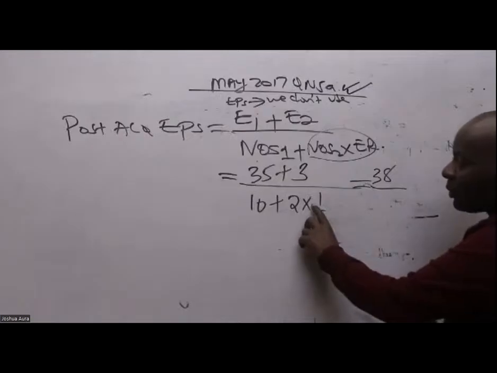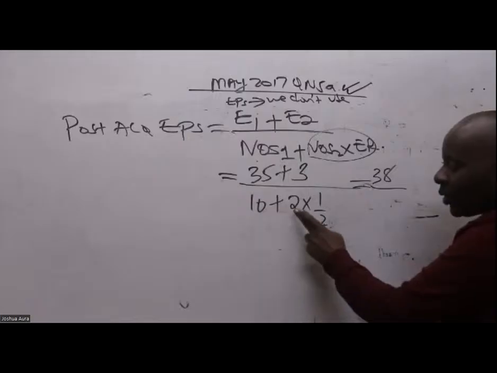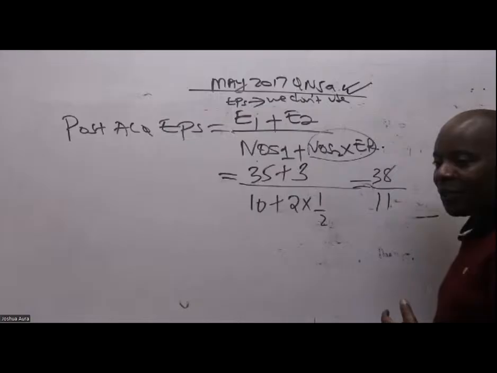So in this case, first of all, I'm supposed to multiply, so this is 2 times a half is 1. So 10 plus 1. 10 plus 1 is 11.